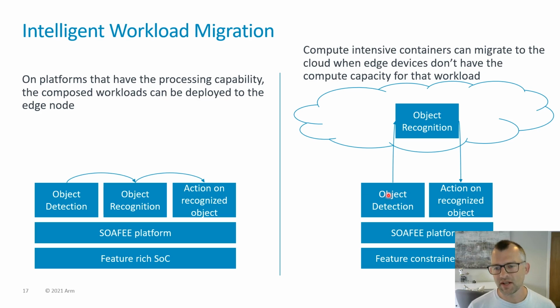We then just send the information about the detected objects to the cloud. So we're reducing the backhaul bandwidth. We do the object recognition in the cloud and then send the recognized information back to the edge device to implement actions on that data.